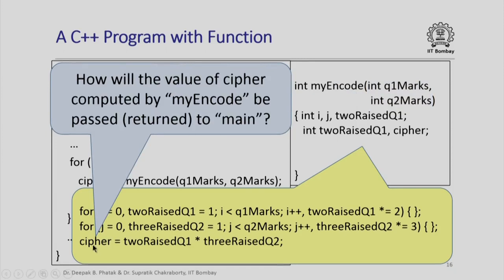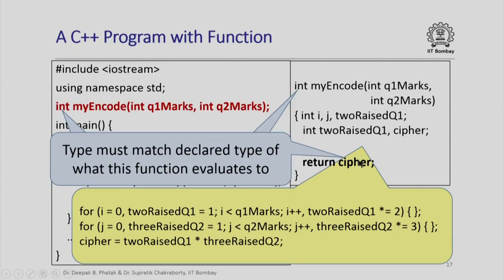Well, so myencode computes cipher, but then we wanted this value to be passed or returned back to main. How do we do that? We do that by the special statement called return cipher. So now you see that this return statement is really needed to say go back to the calling function and give it the value cipher that I have computed over here. Of course, the type of the returned value must match the declared type of what this function evaluates to. In this case, it is an integer.